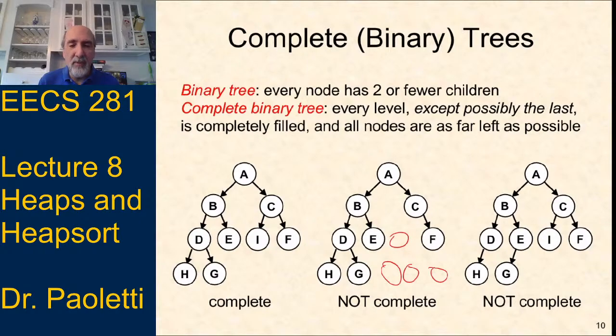So the middle one is not complete because there's a gap in the depth of 3 level. And the last one is also not complete. The depth of 1 is fine, depth of 2 is fine, depth of 3 is fine, but at the last level the nodes are not as far left as possible because D is missing a right child. If D is missing a right child, it can't be complete. So this complete property is going to be important for efficiency.